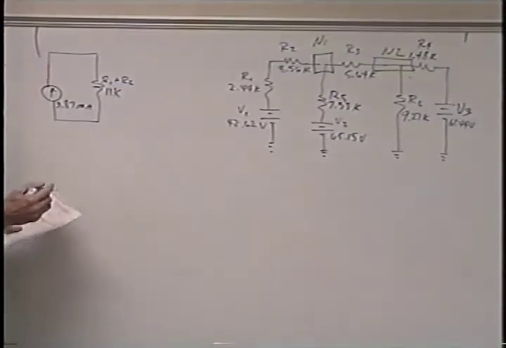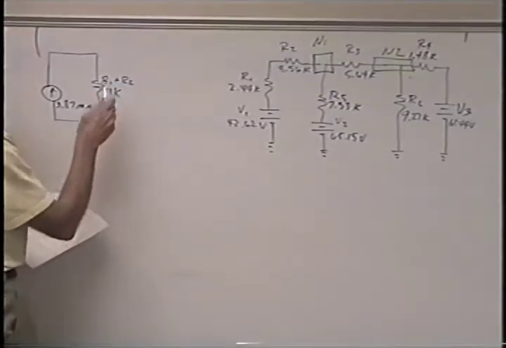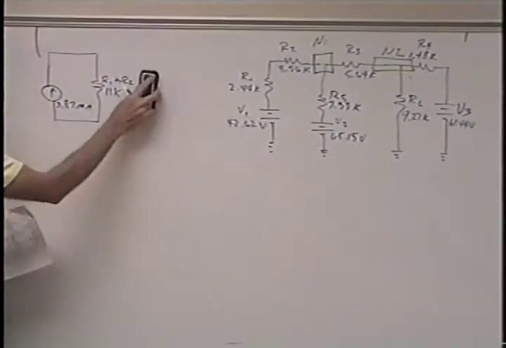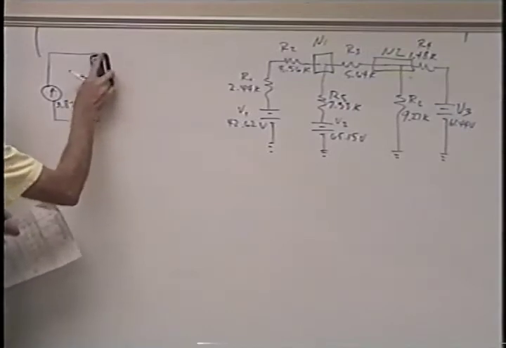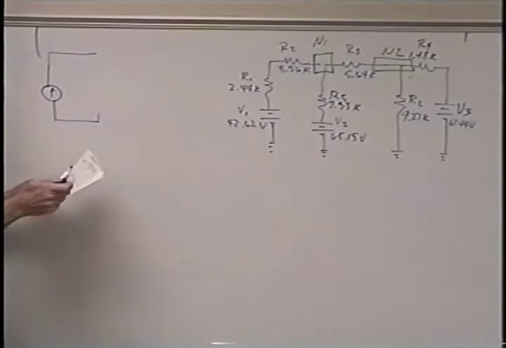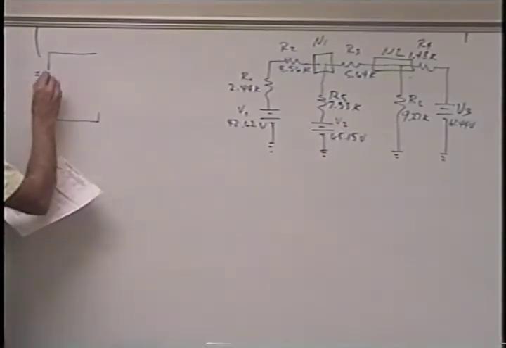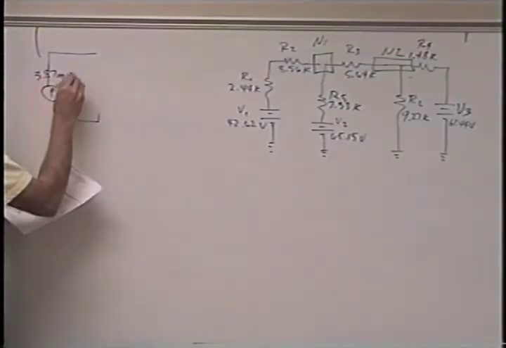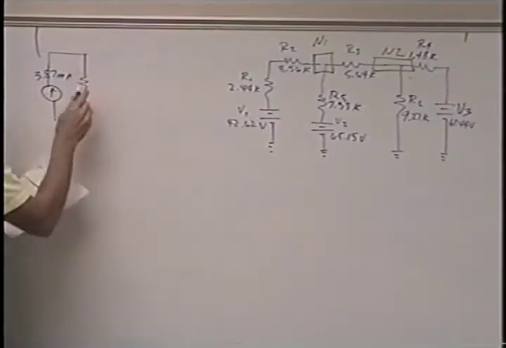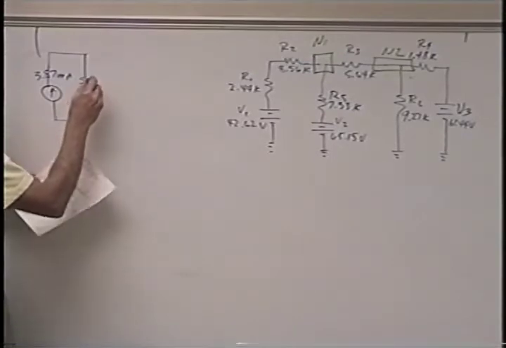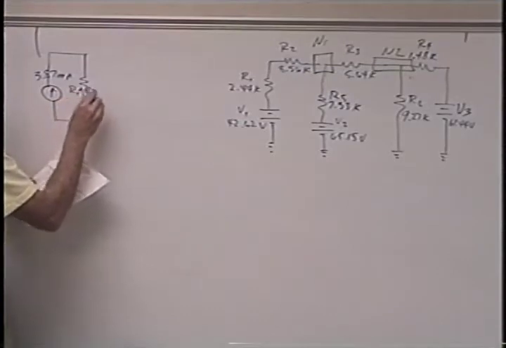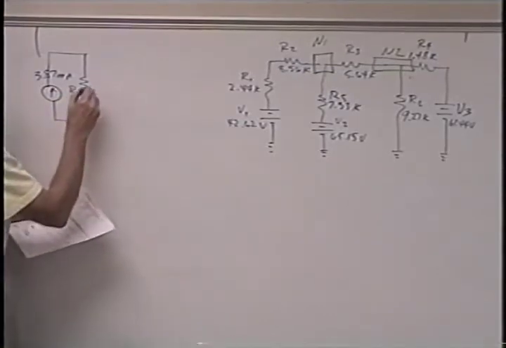Then I have another current source. I think I'm going to run out of space here if I don't compress just a little bit. Let's go back. Let me write this 3.87 milliamps here, and come in here with my resistor. And this is R1 plus R2, and its value is 11K.